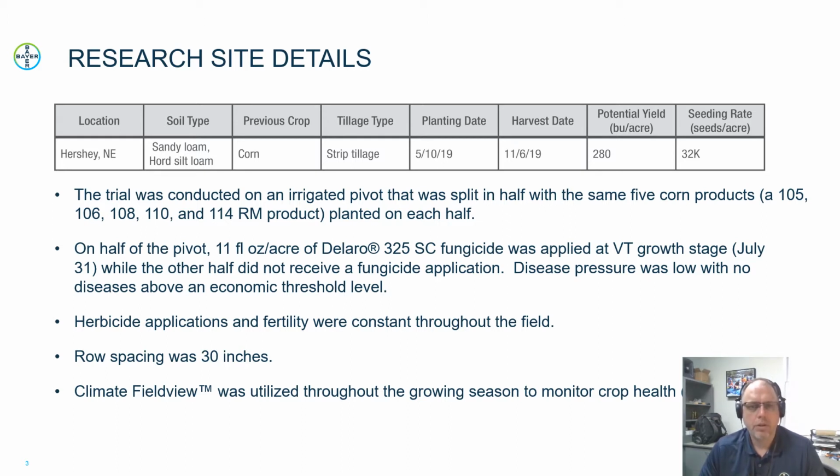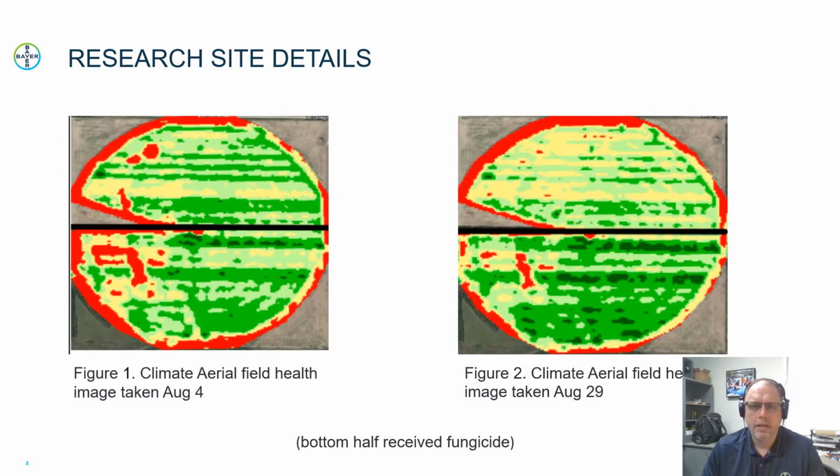Climate FieldView was utilized throughout the growing season to monitor crop health and really provided some interesting evaluations. These are some of those evaluations. We've got an aerial image on August 4th. You'll remember the fungicide was applied on July 31st, so there's really not a lot of difference here. The bottom half of this pivot had the fungicide application, while the top did not. Relatively, there's just not a lot of difference.